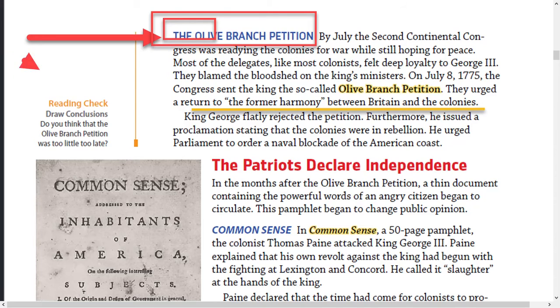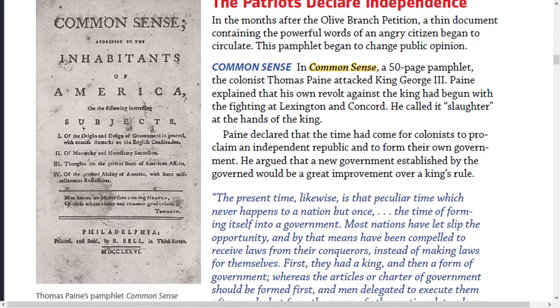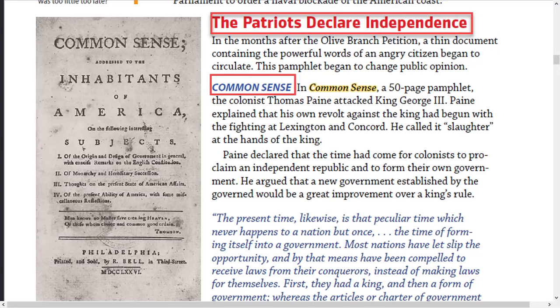Remember that you should be trying to answer the reading check questions as you go along. And here about the Olive Branch Petition, do you think it was too little too late? At this point, is it possible to go back and make up and be British citizens again? Well, one thing that caused more people to decide they couldn't become British citizens again was Common Sense. And that's under this heading of the Patriots Declare Independence. And you're going to need to know why they declared independence. And one of the reasons is, of course, Common Sense.